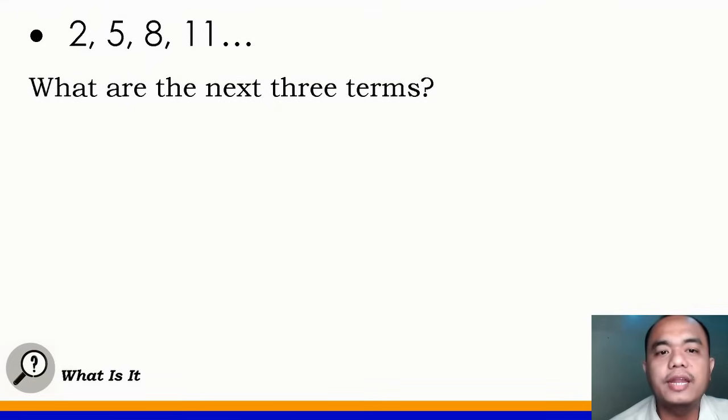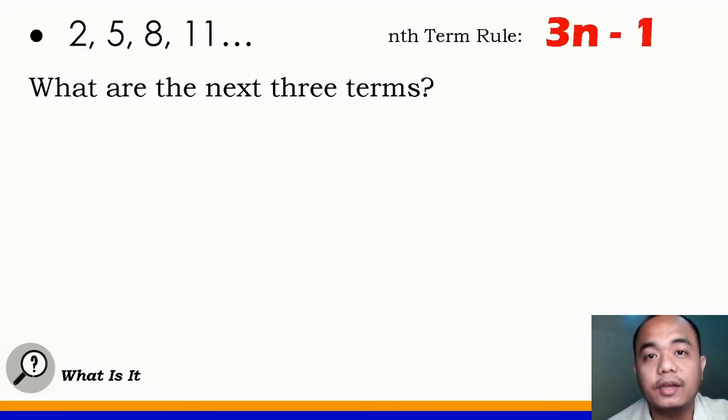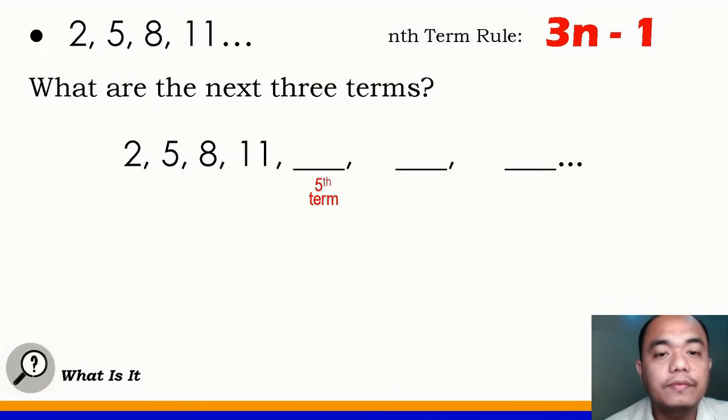Okay? So the next question is, what are the next 3 terms? Ano yung tatlong numero na susunod sa 11 sa ibinigay na sequence? Again, we have our end term rule that we formulated earlier, and it is final, 3n minus 1. So we will use this rule in finding the next 3 terms in the given sequence. So we have the fifth term. We have to look for the fifth term, the sixth term, and the seventh term.